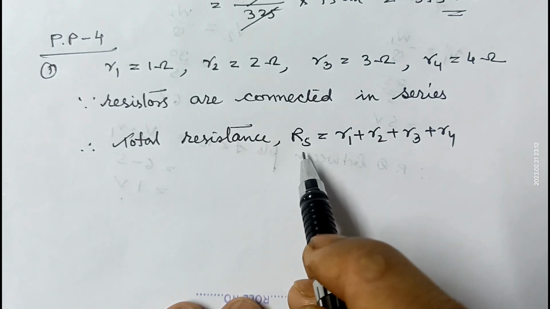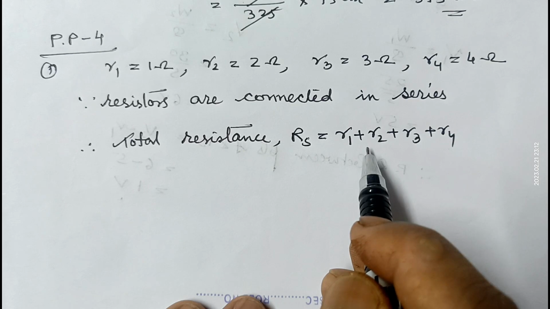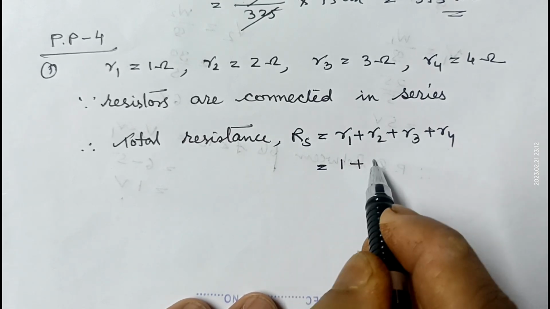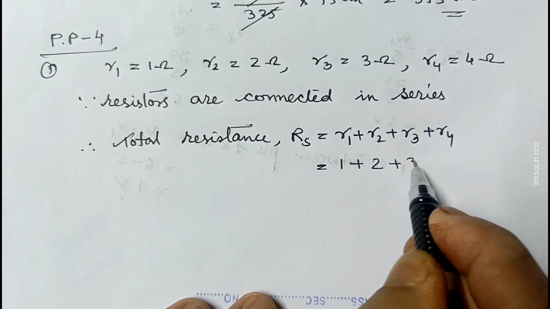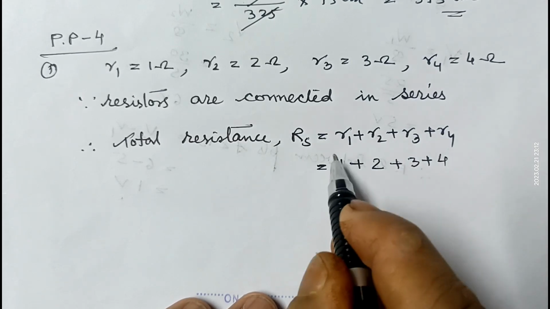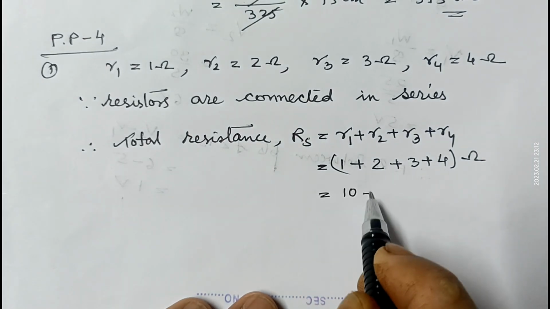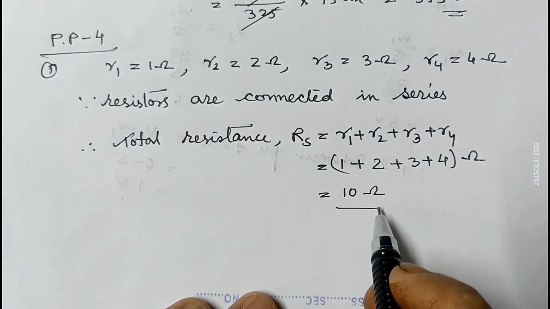so total resistance Rs will be R1 plus R2 plus R3 plus R4. Now R1 is given 1, R2 is 2, R3 is 3 and R4 is 4. If I add this, then I am going to get 10 ohm. So 10 ohm is the overall resistance in series.